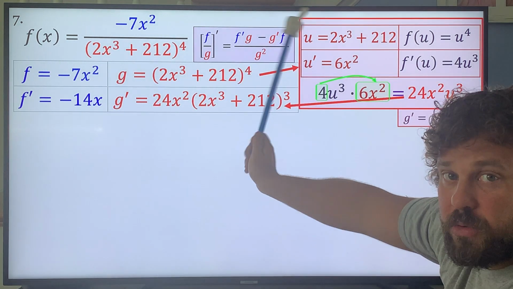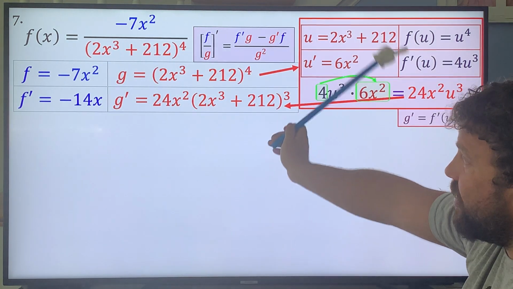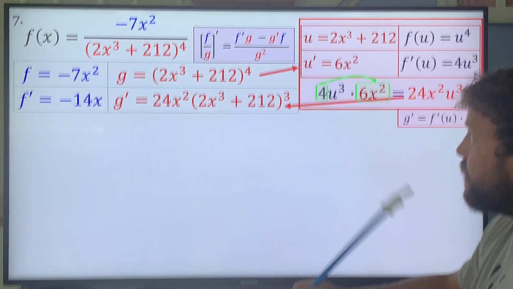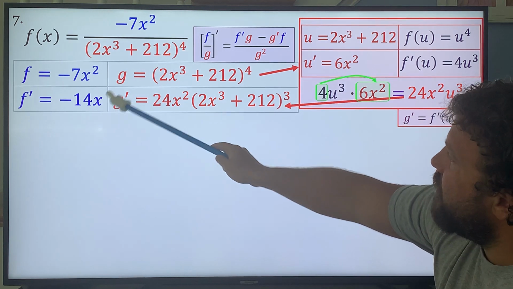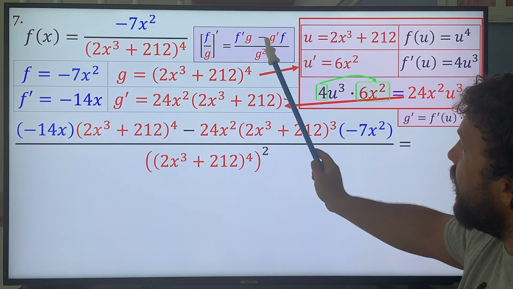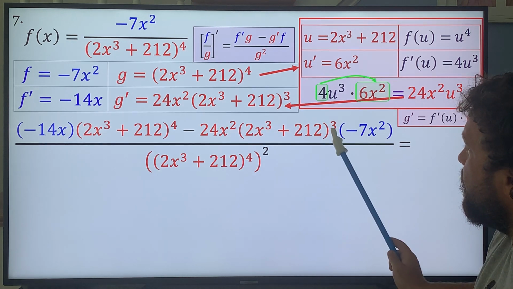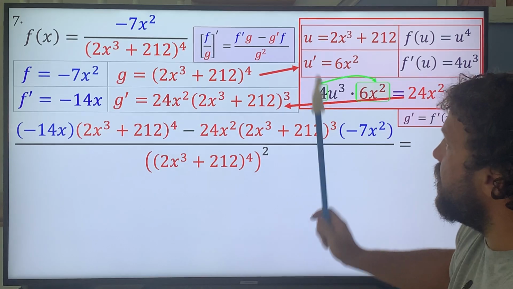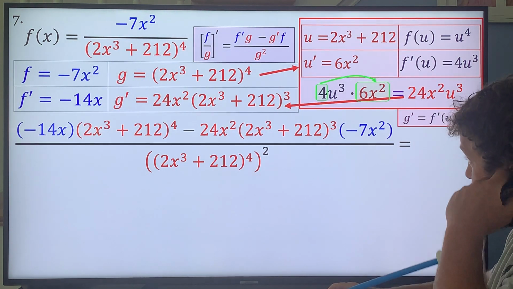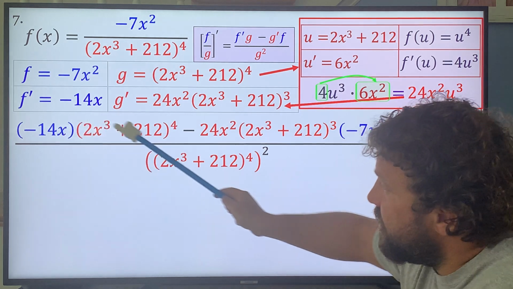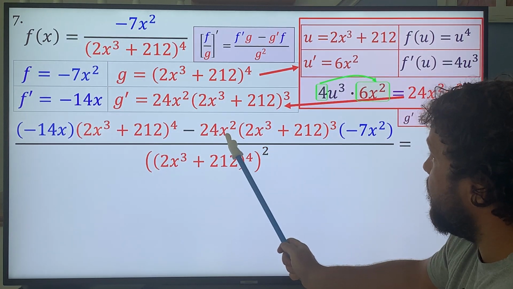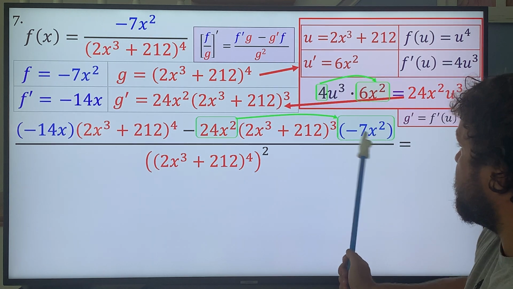Don't forget to use the quotient rule formula. Too many people do this, get all this right, then use the product formula. It's division. You need the division formula. F prime g, negative 14x times 2x to the third plus 212 to the fourth power, minus 24x squared, all this stuff to the third, minus 7x squared, all over. Do not forget g squared. Okay? Now watch what happens here. This can't be reduced, so that stays the same. This, we have a negative 24x squared, and we have a negative 7x squared.